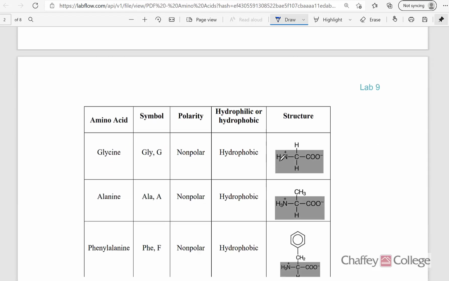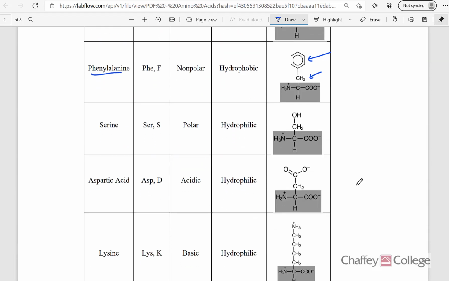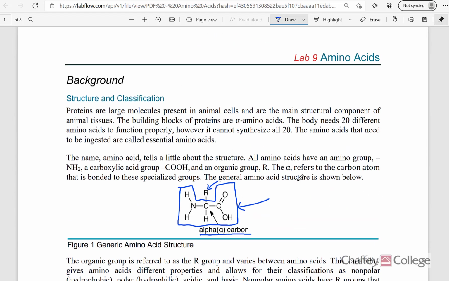A list of common amino acids is given here, and as you can see, in the case of glycine, the R group is just a hydrogen. In the case of alanine, the R group is methyl, and in the case of phenylalanine, the R group is a benzene ring with a CH2 group. Similarly, you can see different amino acids have different R groups, but the remaining part remains the same. Let's go back to the general structure of amino acids.